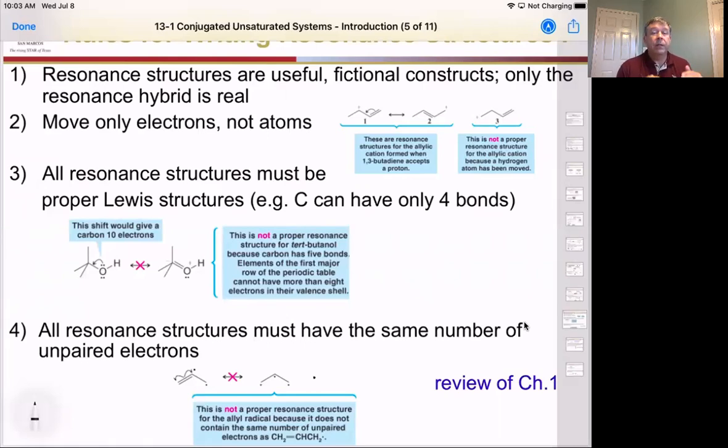Okay. All resonance structures must have proper Lewis structures, i.e. you cannot have more bonds than you can have. So for example, you can only have 4 bonds to carbon. You should only have a single bond to hydrogen, etc. Okay. All resonance structures must have the same number of unpaired electrons, meaning if you had a single radical in your structure, you need to only have a single radical in each of the resonance structures you have.